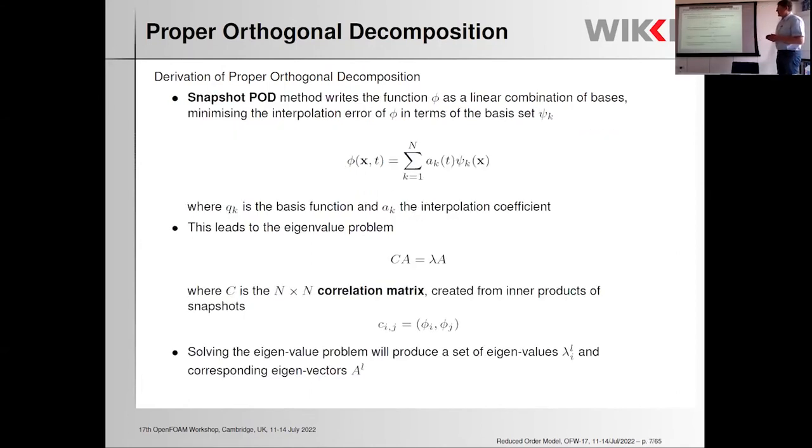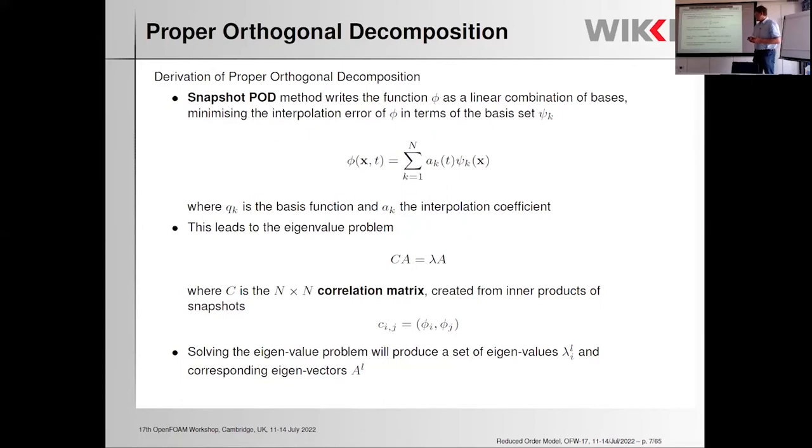What I'm going to do next is lead to the eigenvalue problem, CA equals lambda A, where C is the correlation matrix. Okay, so if I take 20 snapshots, that matrix C will basically be the product of the first with the second, first with the third, first with the fourth, and so on, all the way to a 20 by 20 matrix. And the matrix is symmetric, okay? Because the ij product is the same as the ji, which means that my eigenvalues are real.